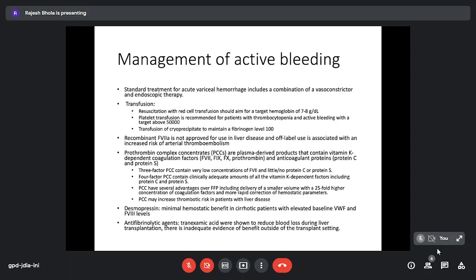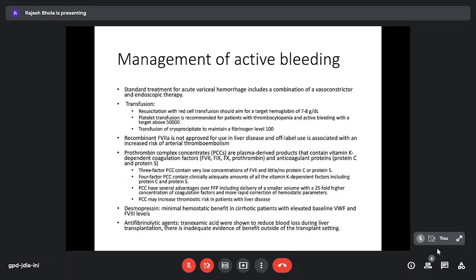So how do we manage active bleeding? The standard treatment for active variceal hemorrhage includes a combination of vasoconstrictor and endoscopic therapy. Transfusion, resuscitation with red cell transfusion, the threshold target can be 7 to 8. Platelet transfusion target can be 50,000. Cryoprecipitate can be given to maintain a fibrinogen of more than 100.